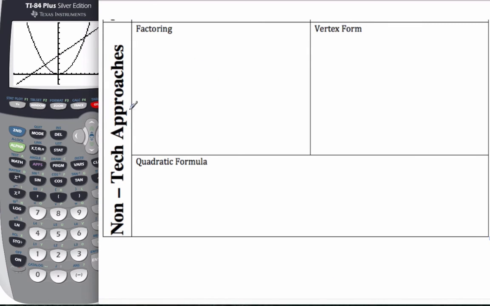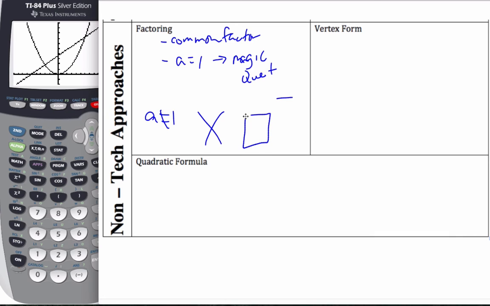If you do not have technology, you have 3 versions here, but within factoring, you always look for a common factor first, and then you consider if a equals 1. If a equals 1, then you ask yourself the magic question that I talk about: what 2 numbers multiply to get the c and add to get the b? And if a does not equal 1, then you have to do the x in the box method. But if you're going to do factoring, it's going to be one of these techniques.